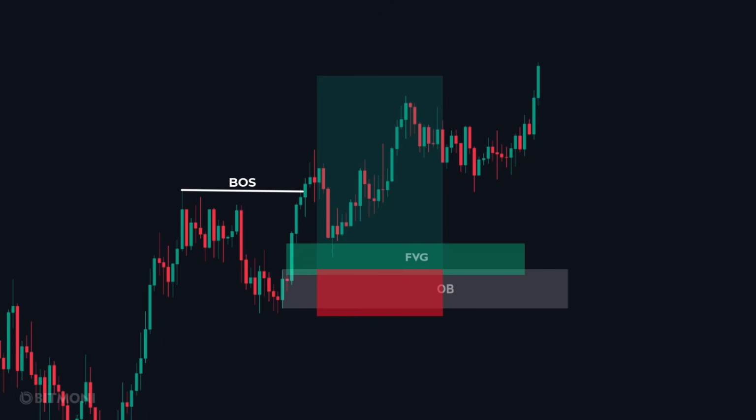So, now that you have learned how to identify best entry points for your trades, you can go and backtest it to see how you can apply it for better results.